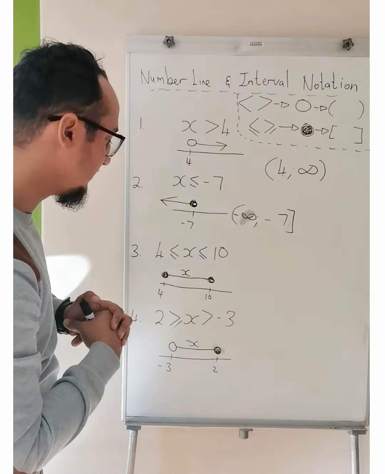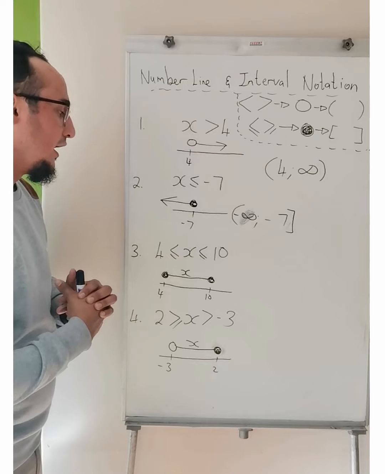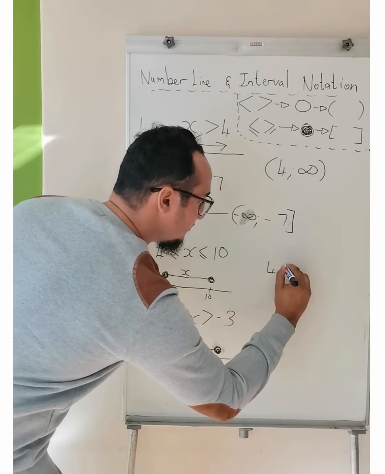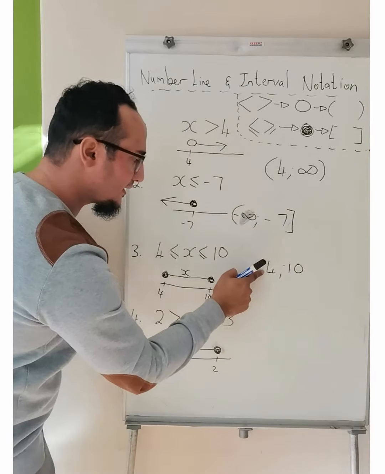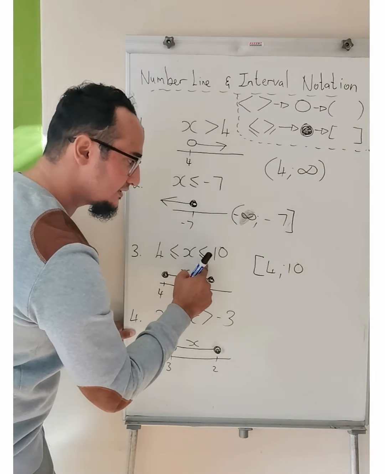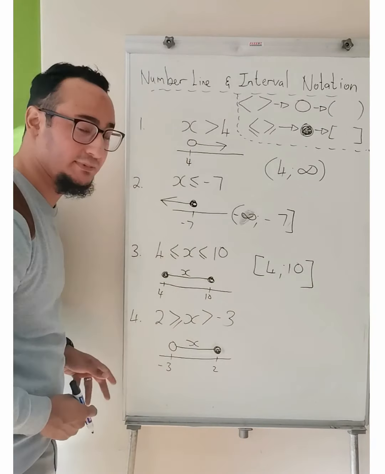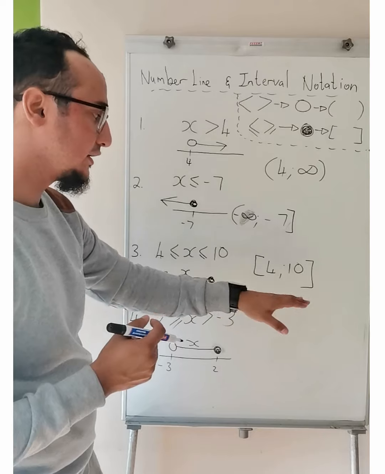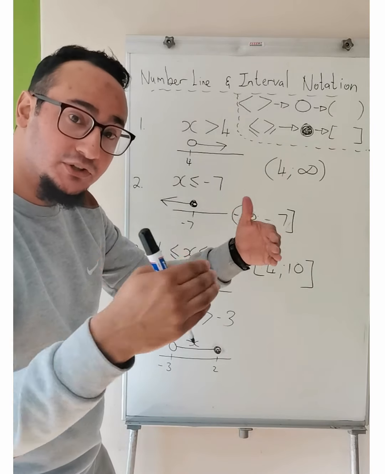Over here, this is slightly easier. 4 and 10. So I'll write it down. 4 and 10. Which bracket does 4 have? A square. Which bracket does 10 have? A square. And that's my answer. That's my interval notation. It includes 4, includes 10, and everything between.